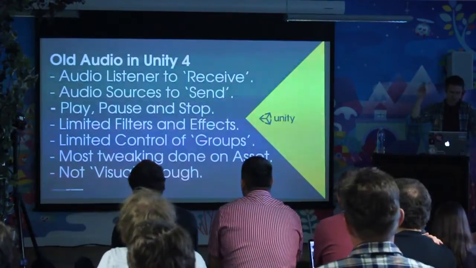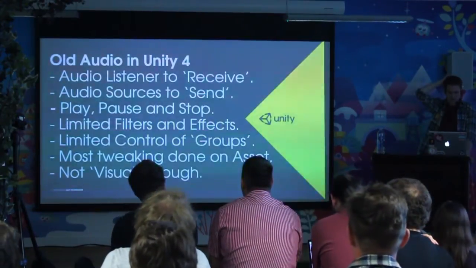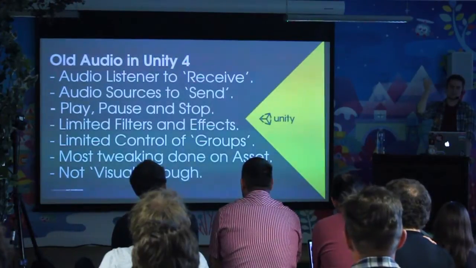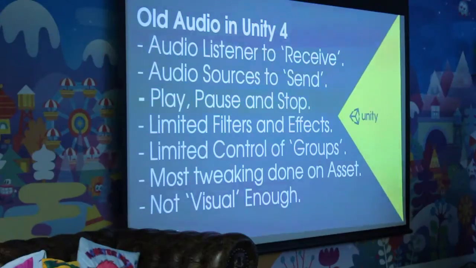So old audio in Unity 4 had a couple of things. You had the listener, which basically received the audio that's played, kind of like the ears, and this is typically on the camera. And you had sources to send your audio, like a jukebox, a player, a gunshot, anything that's going to create audio within your scene. So you have the receiver and you have the sender. We had incredibly advanced controls, such as play, pause, and stop. That was a joke, by the way.